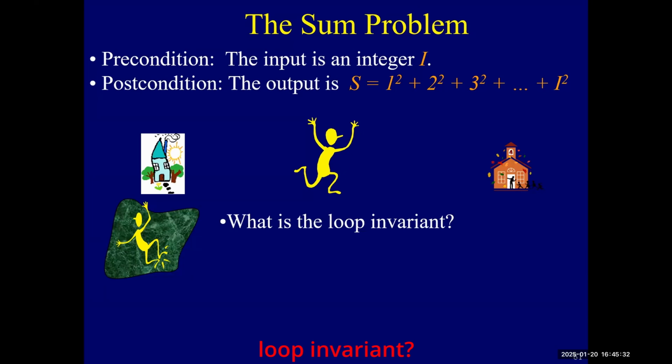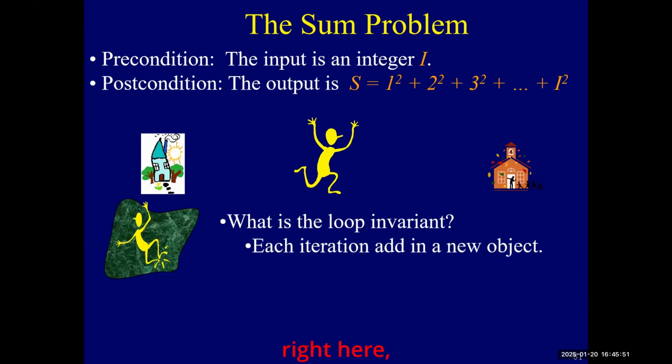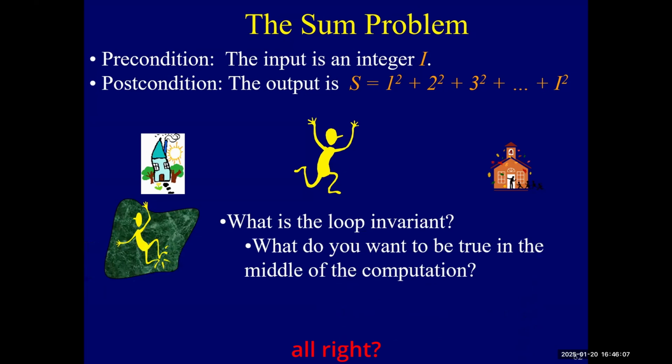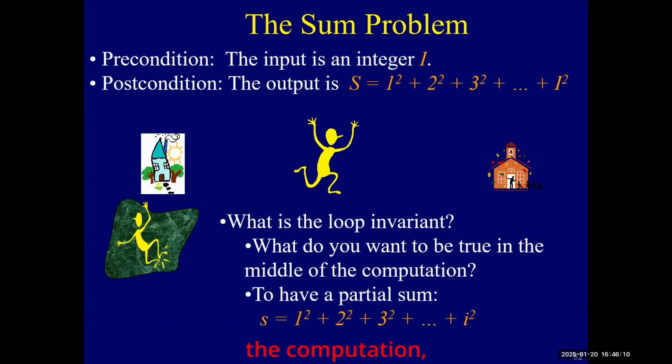What's an obvious loop invariant? We've done some of it already, right? Why is that? Well, because we're going to do the work in order. And halfway through the computation, we've done some of it, right? So our loop invariant is that we add a new object each time. Is that a loop invariant? No, it's an action, right? Don't fight me, because I'll win. All right, what do you want to be true in the middle of the computation?